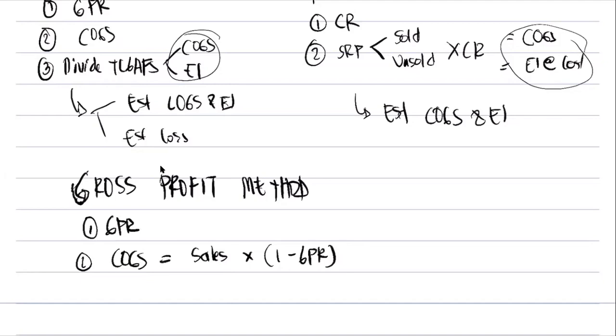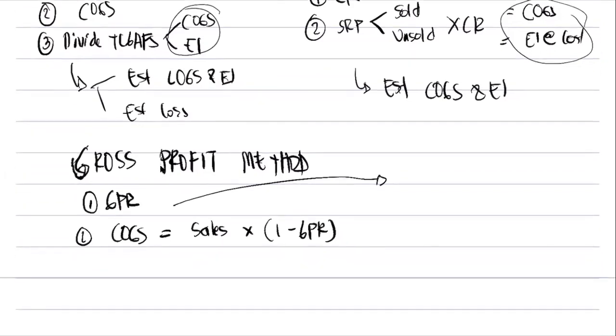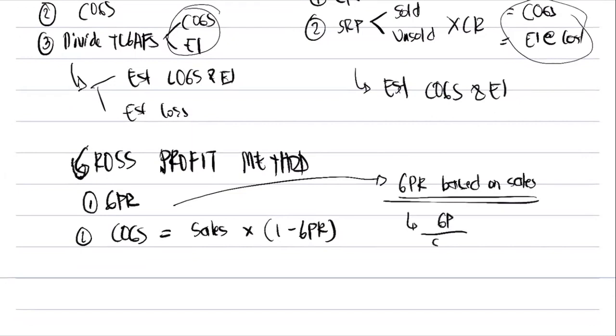Okay, so first we estimate your gross profit rate. So how do we compute your gross profit rate? Your gross profit rate should always be based on sales. Meaning, guys, to compute your GPR, you must always have the basis on your sales. So how do we compute this one? This is equal to your gross profit or gross margin divided by your net sales to get your gross profit rate.